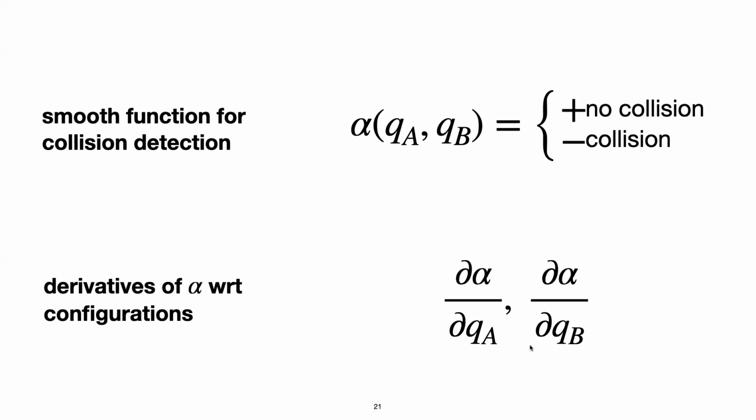The next thing is, when I say I want to differentiate through this, what are the actual derivatives I want? So very specifically, I want the gradients of this collision detection parameter with respect to the pose of both of the objects.